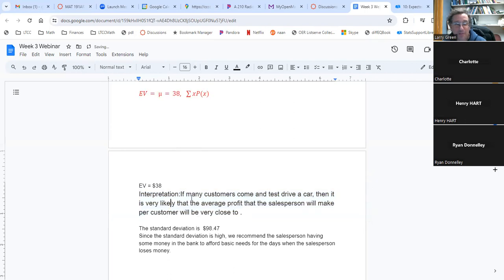And that is, if many customers come and test drive a car, then it is very likely that the average profit that the salesperson will make per customer will be very close to $38.